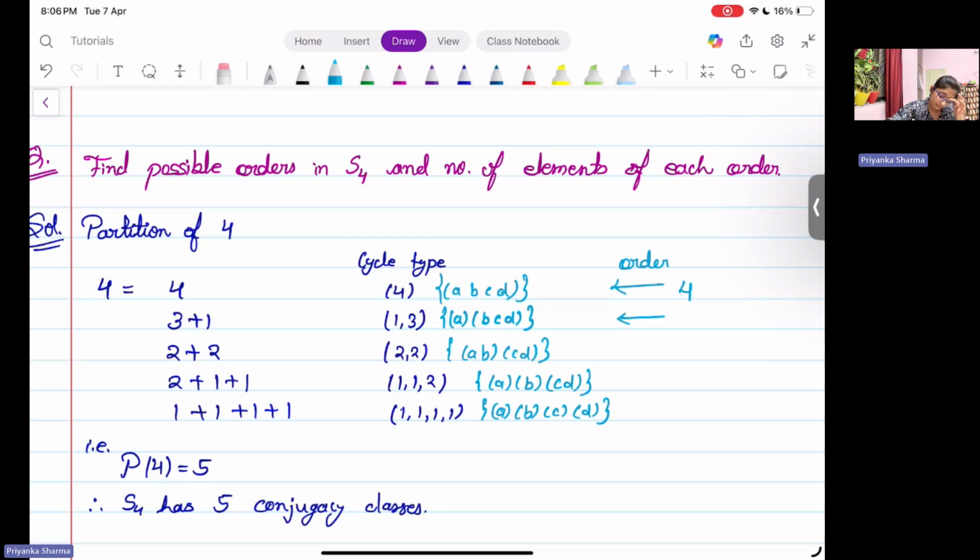Here we have order. So the first cycle will have order 1. The second cycle will have order 3, and they both are disjoint. So what will be the order of the whole permutation? LCM of order of both the cycles. That is LCM of 1 and 3. That is 1. Sorry, that is 3.